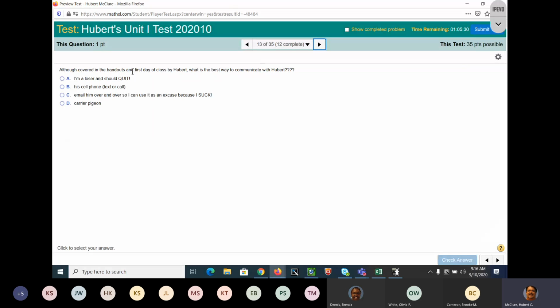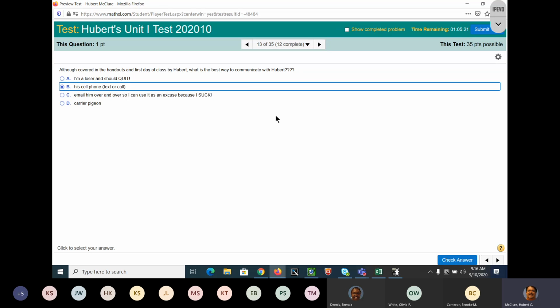Although covered in the handouts and the first day of class by Hubert, what is the best way to communicate with Hubert? Well, it used to be my cell phone, but now it's Teams, because Teams comes to my cell phone and you can message me in Teams. That's the best way to do it. Email comes to my cell phone also, so that's why I said my cell phone.